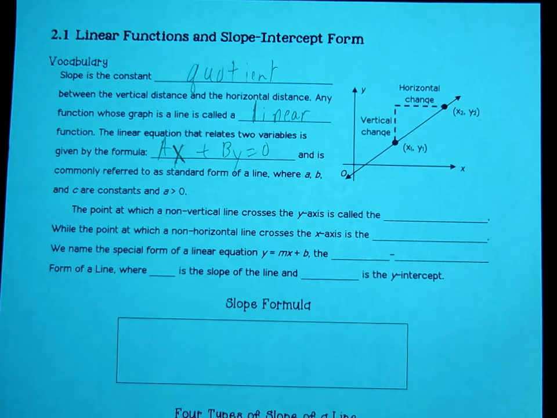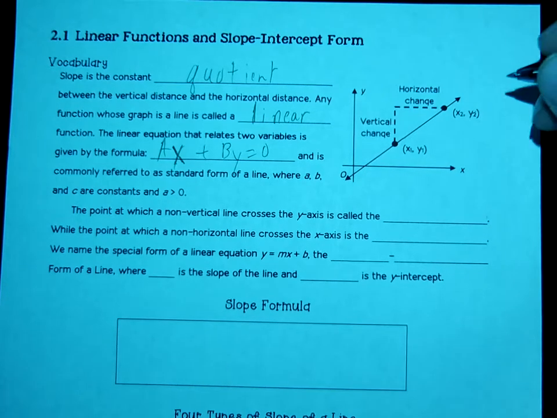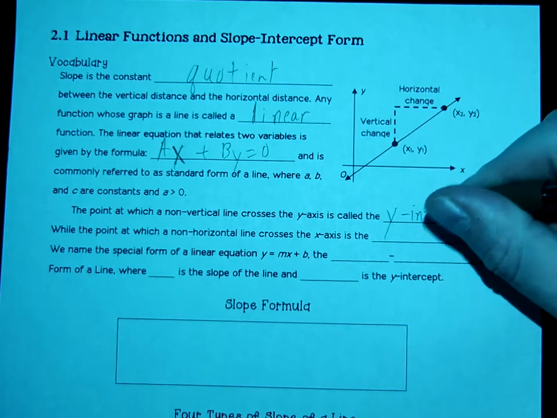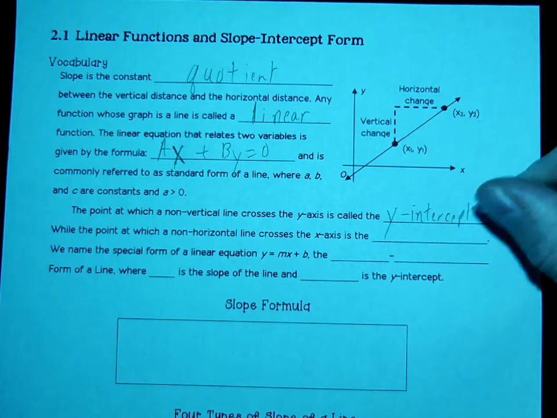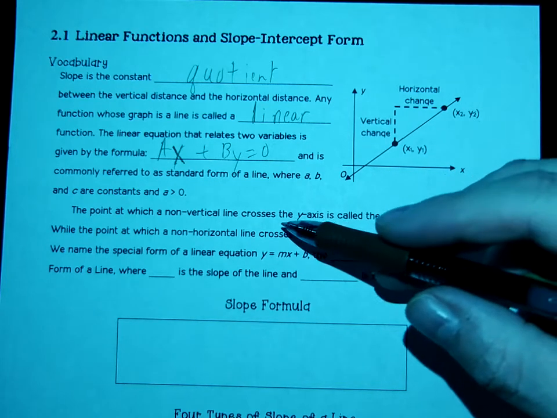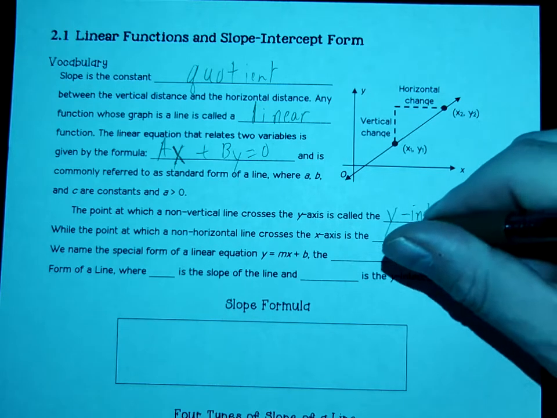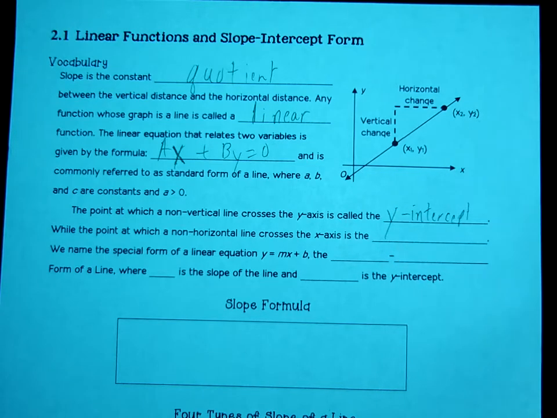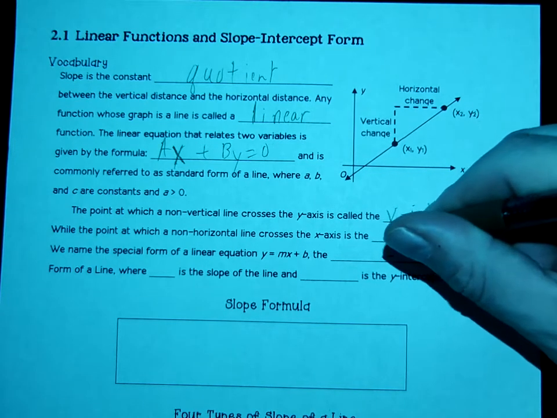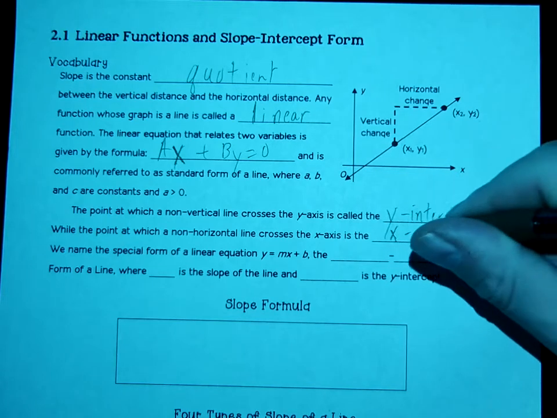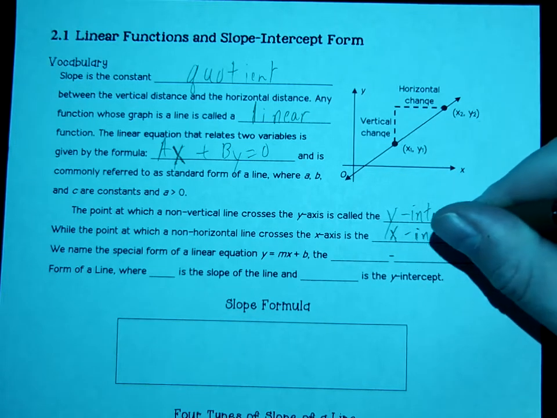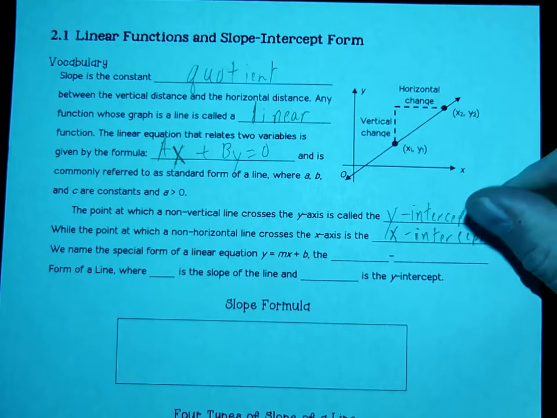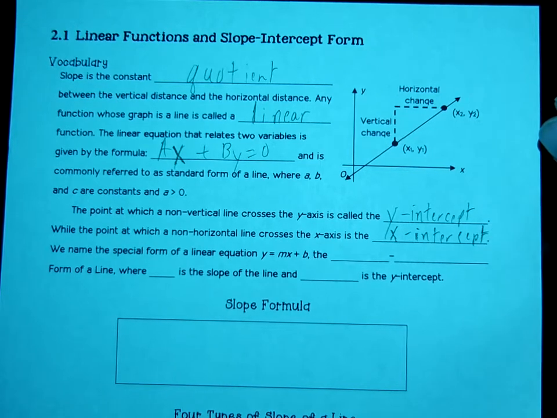So the point at which a non-vertical line crosses the y-axis is called the y-intercept, as usual. And the point at which a non-horizontal line crosses the x-axis, now this we talked about a few lessons ago, you can call this a 0, or a solution, or x-intercept. It actually has 3 names. So we'll call it an x-intercept in today's work, because that's what we're going to be asking about in the questions. So x-intercept is what we want to put here. But again, it can be called a solution or a 0 of the function as well.